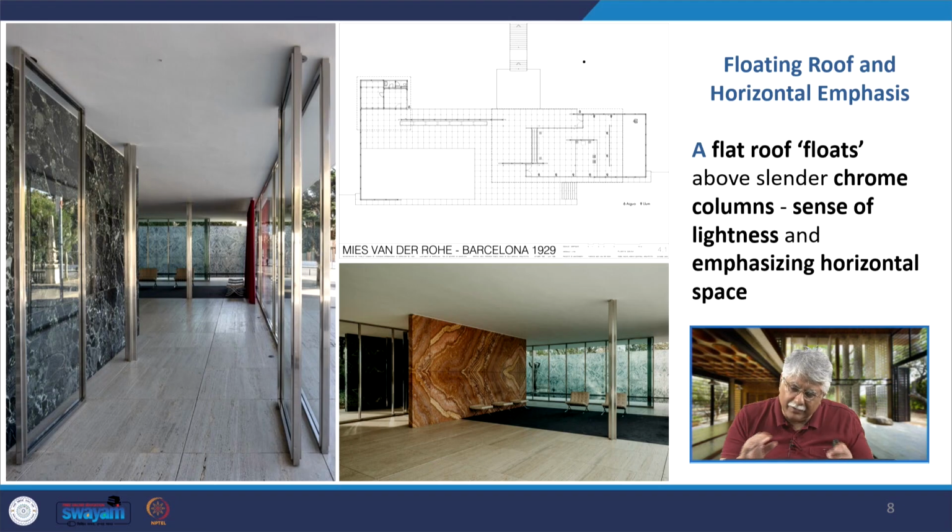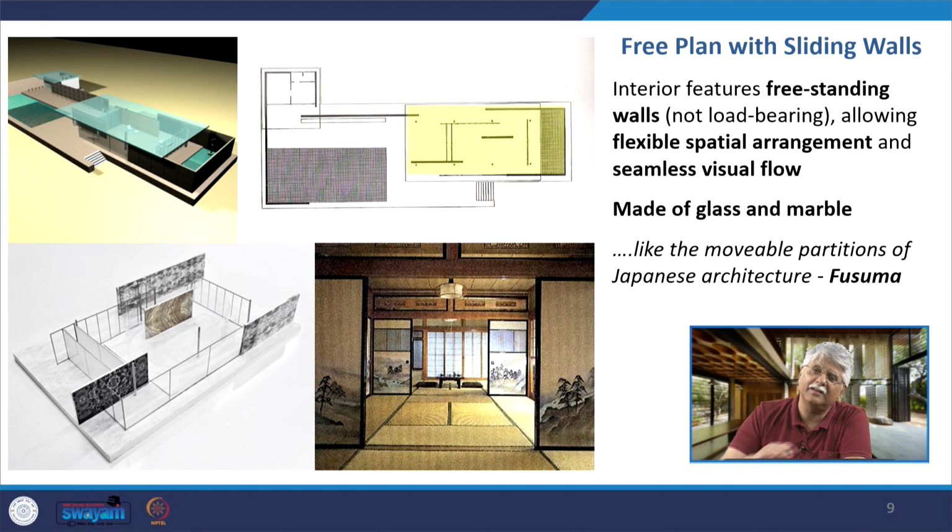It has a floating roof and a horizontal emphasis. It is a flat roof that floats above these slender chrome columns you see here. And what do you observe? There are no beams. The beams themselves are embedded in the roof slab. So throughout he creates a feeling as if the roof is just floating over these columns. These slender chrome columns give a sense of lightness and an emphasis on the horizontal space. All the walls are sliding walls.